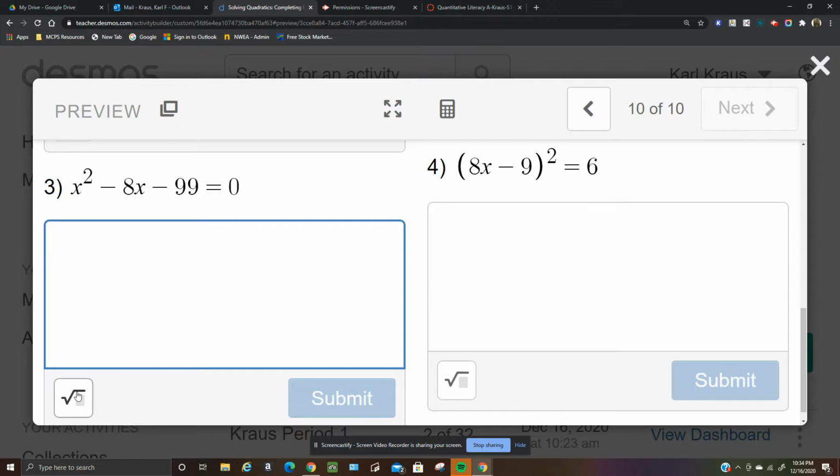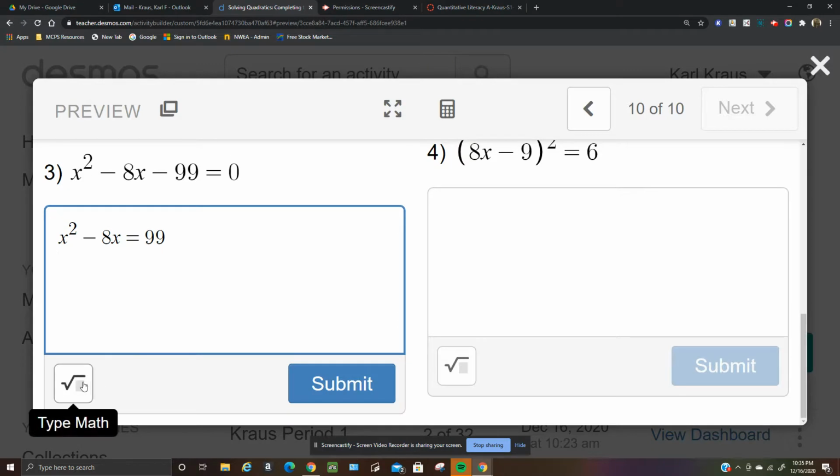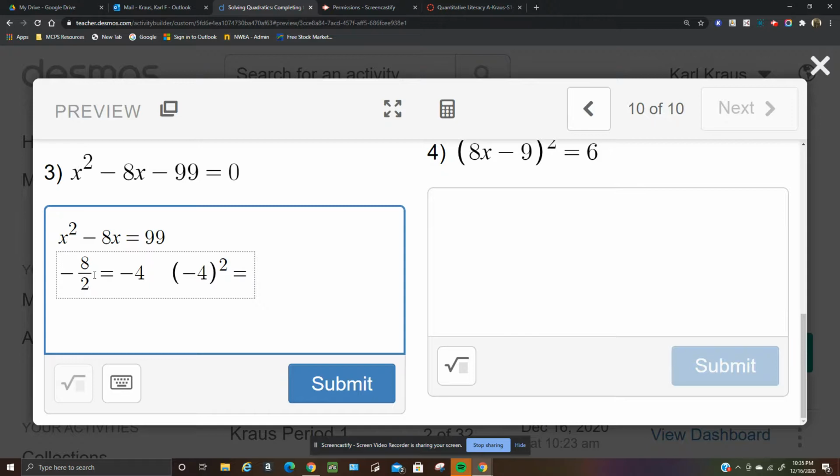So number 3, you have to complete the square again. So first, add 99. Negative 8 divided by 2 is negative 4. Negative 4 squared is 16. Completing the square.